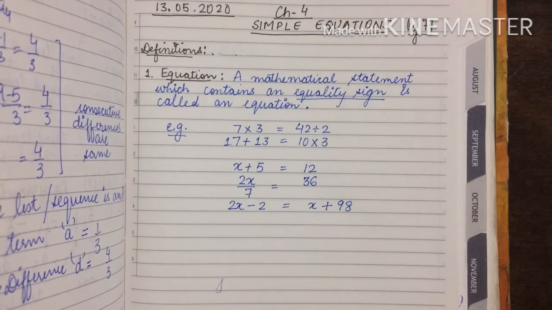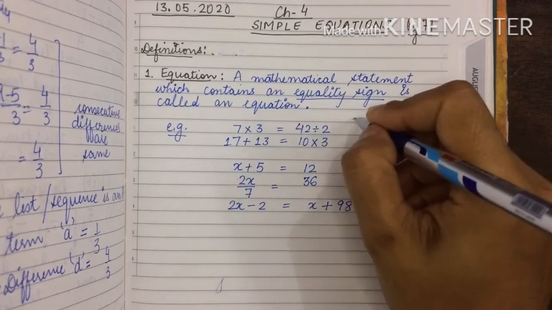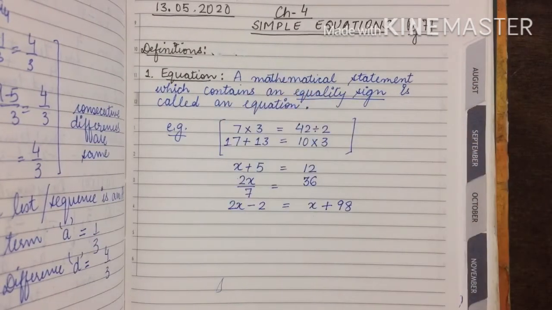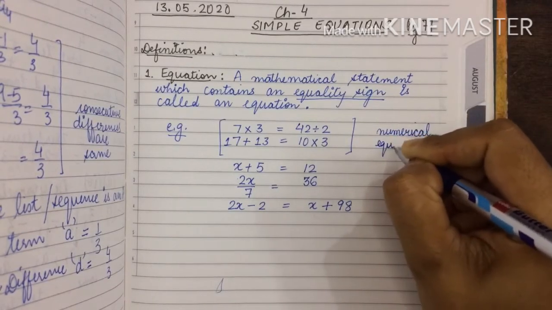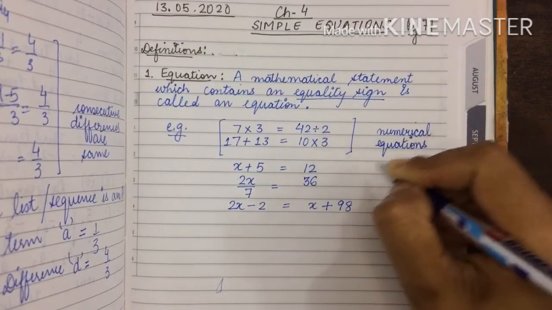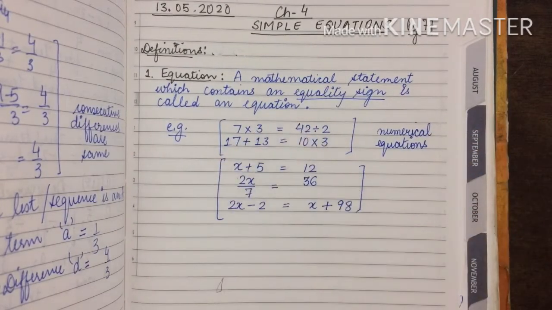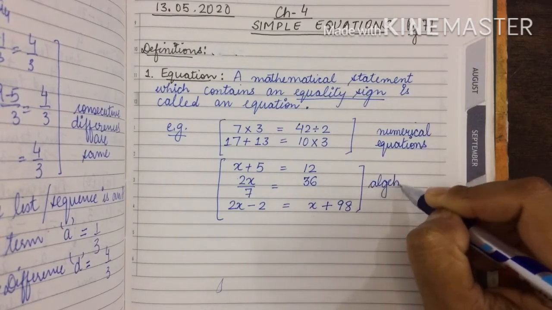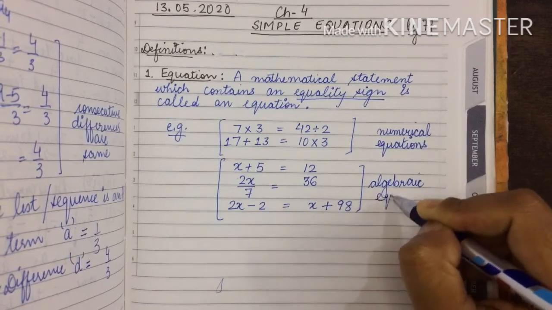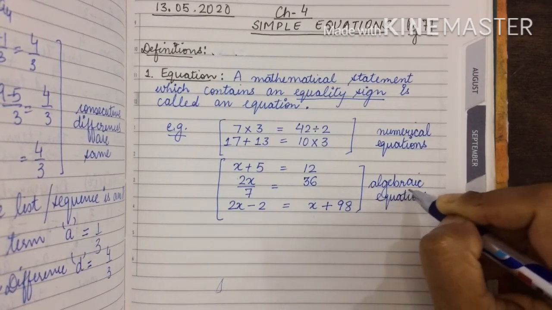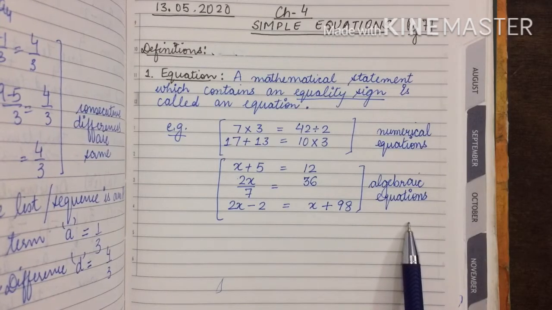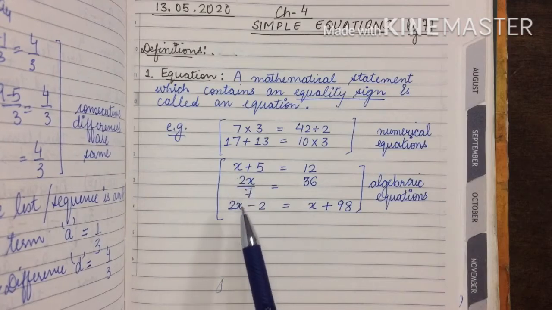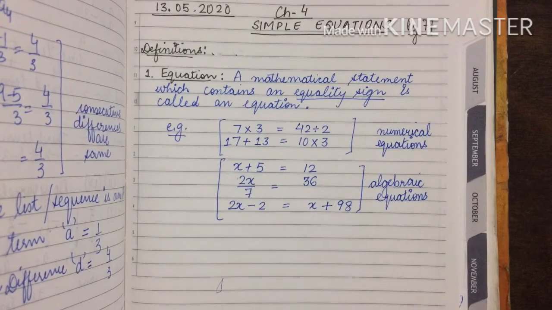If your equations contain only numbers, like these two contain only numbers, these are called numerical equations. And if your equations contain variables along with the numbers, then these are called algebraic equations. And these are the equations we will be studying about in this chapter. The purpose will be to find out the value for this variable used.